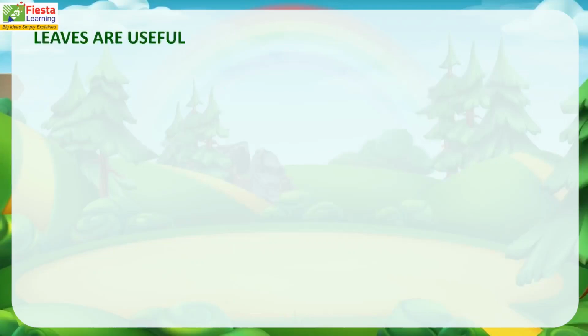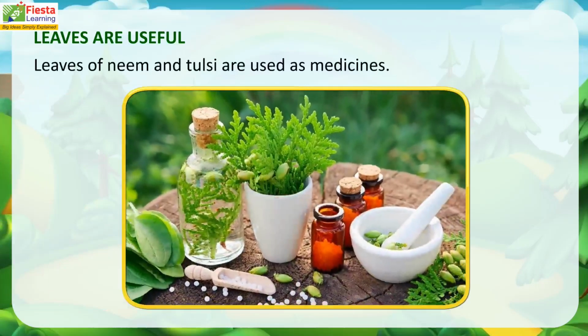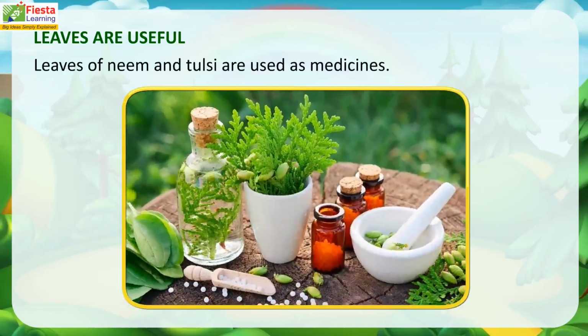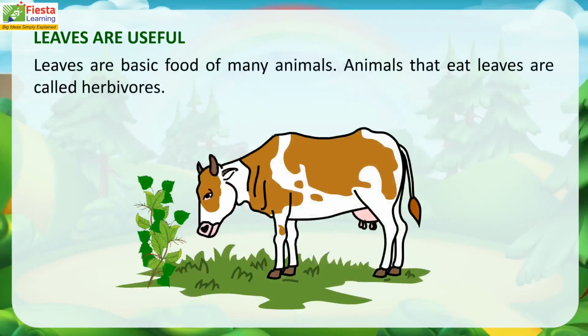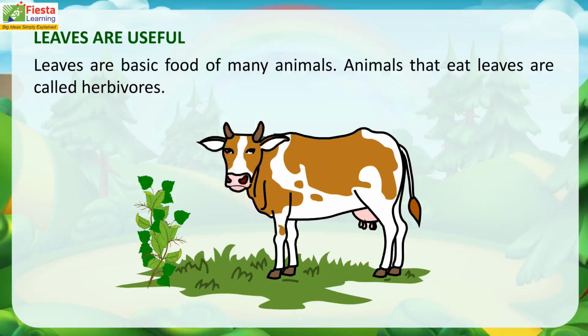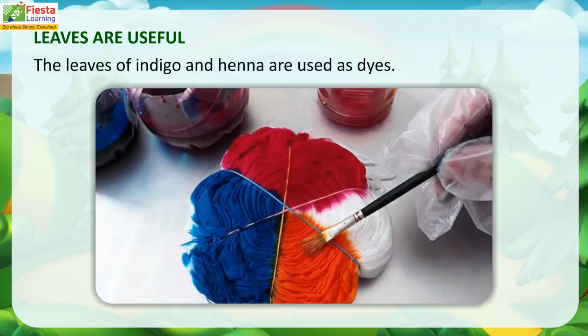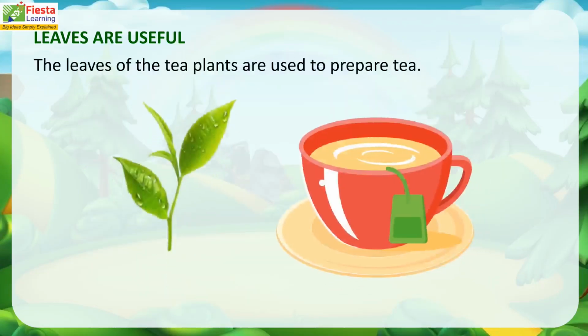Leaves are useful. Leaves are useful to us in many ways. Leaves of neem and tulsi are used as medicines. Leaves are basic food of many animals. Animals that eat leaves are called herbivorous. The leaves of indigo and henna are used as dyes. The leaves of the tea plant are used to prepare tea.